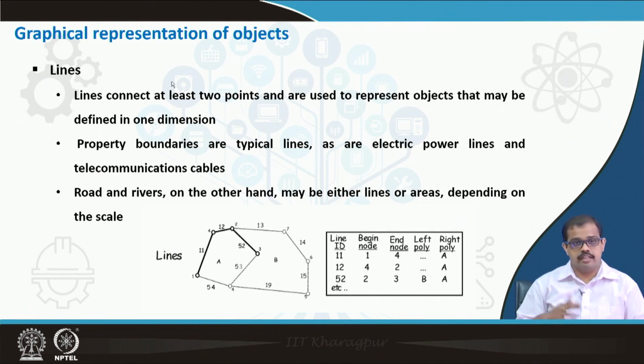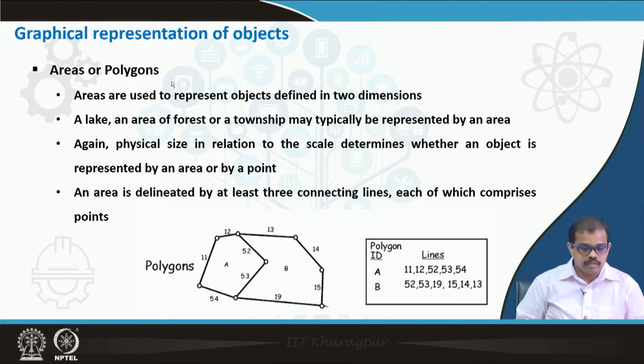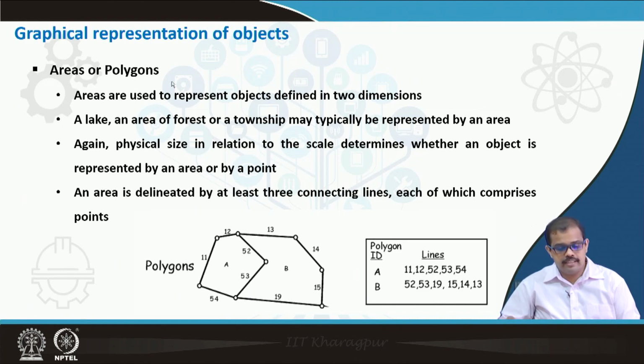Depending on the scale that you have used, if you are representing polygons, polygons are used to represent objects defined in two dimensions: a lake, an area of a forest, an area of a building, an area of a town. These are represented by areas or polygons. Again, the physical size in relation with the scale determines whether an object is represented by an area or a point. I've told you this before when I was explaining the point.